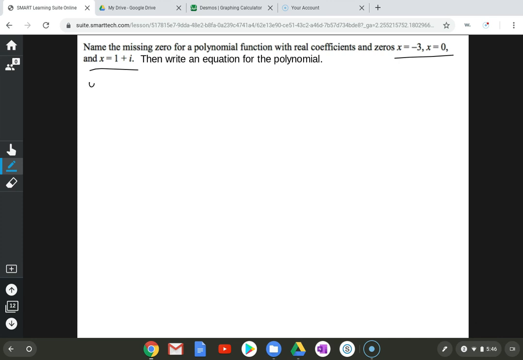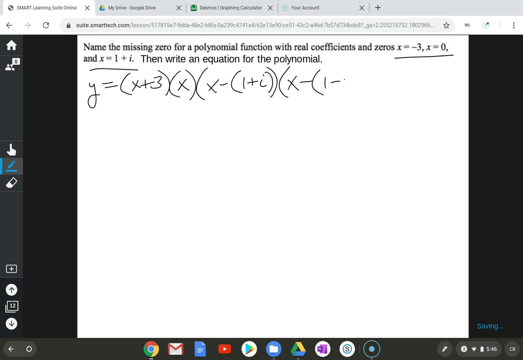All right, so I'm going to set this up. So I have y equals x plus 3 times x, because x equals 0, times x minus 1 plus i times x minus the conjugate 1 minus i. All right, so first it says name the missing zero. That 1 minus i is the missing zero. All right, so our y equals, so multiplying these two together, I get x squared plus 3x.